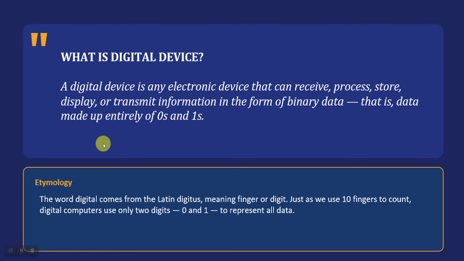Now, where does the word digital even come from? It comes from the Latin word digitus, meaning finger or digit. Interesting, right? Just as we naturally count using our 10 fingers, digital computers count using just 2 digits, 0 and 1. That is the whole foundation of every digital device you will ever use.